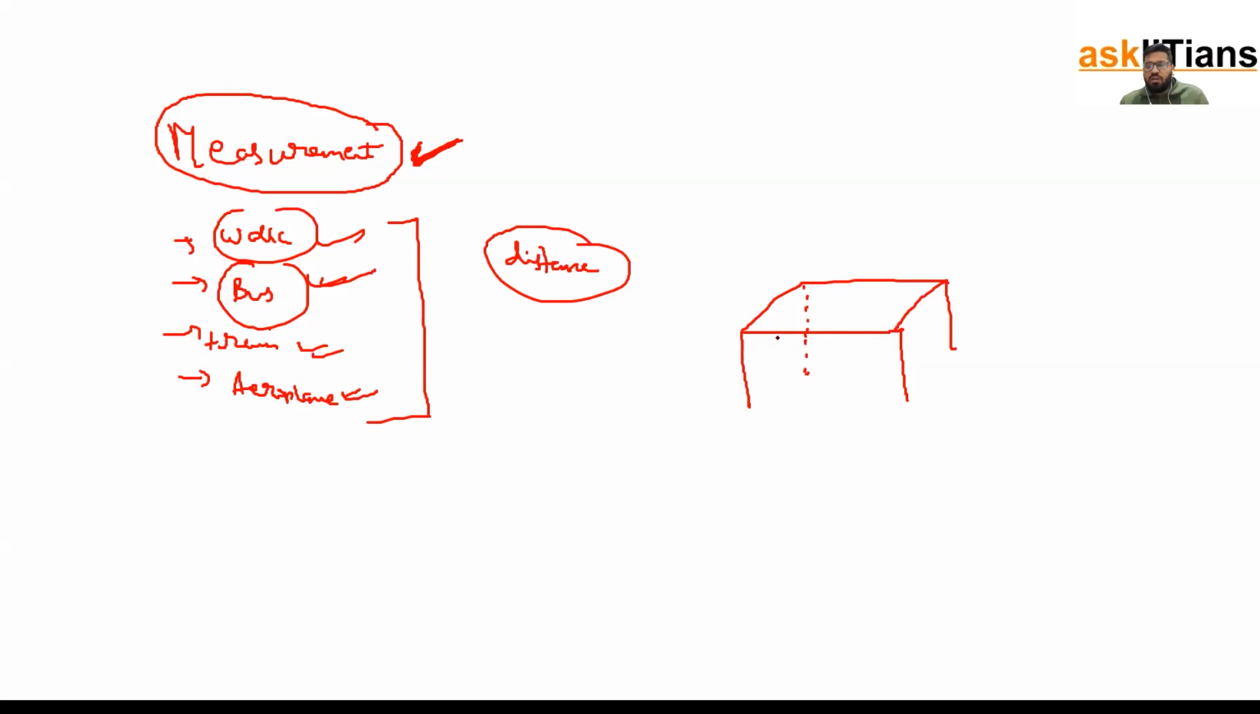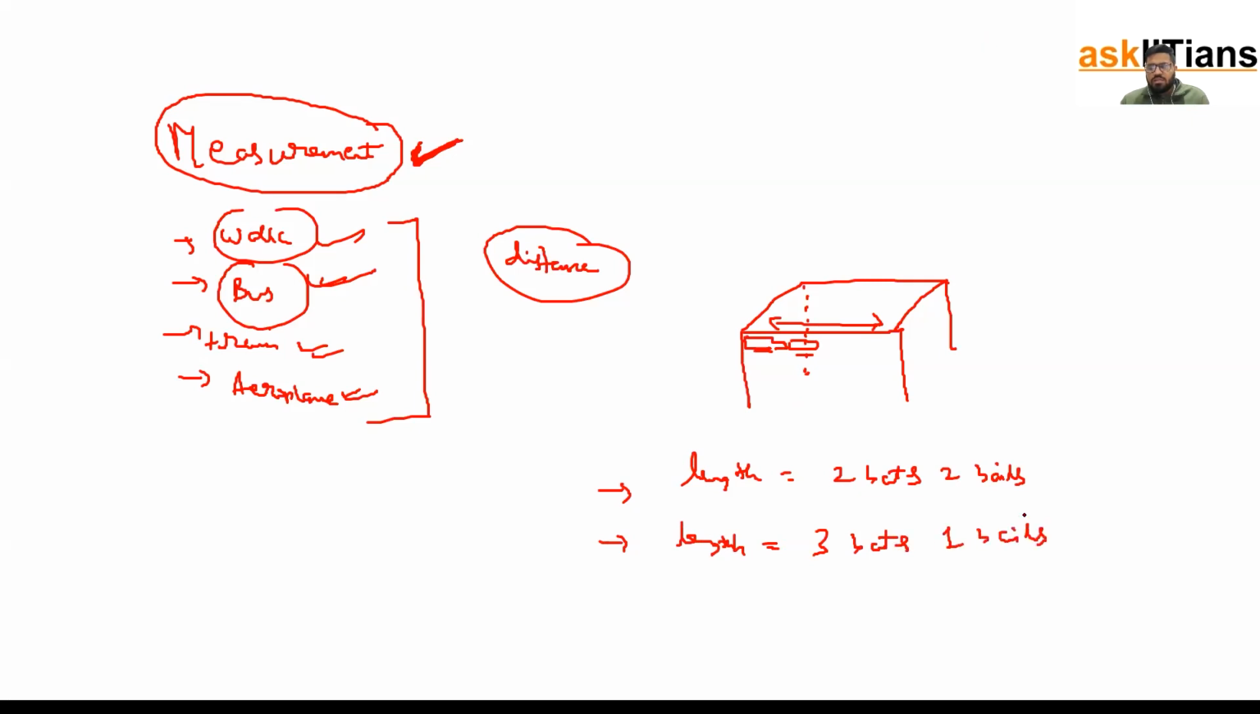Suppose I'm using a cricket bat and bails. I'll align the cricket bat like this, and I'll align bails like this, and I will measure how many cricket bats and bails are required to get the complete length of the desk. Suppose I am getting the length of the desk as 2 complete bat lengths and 2 bails. So this is the length I have measured. Suppose there was another student in the class who has a different bat. He is answering me that the length of the desk is 3 complete bat lengths and 1 bail. So see, there is some difference in measurement.